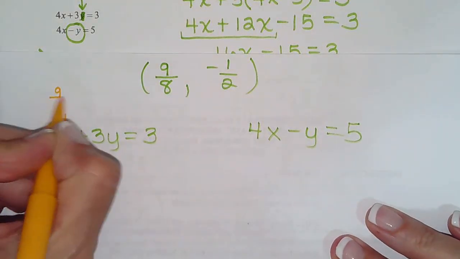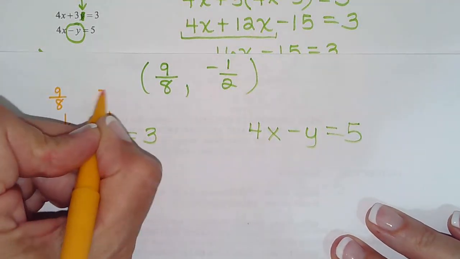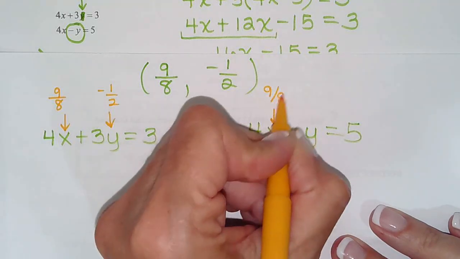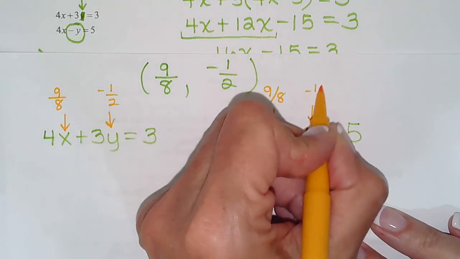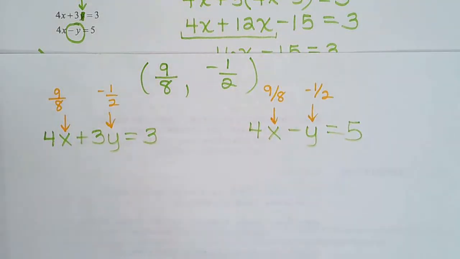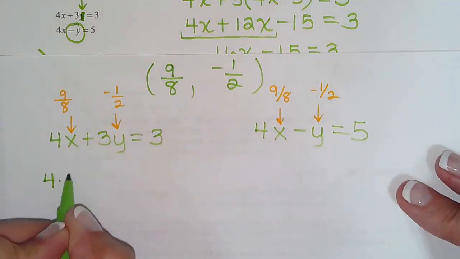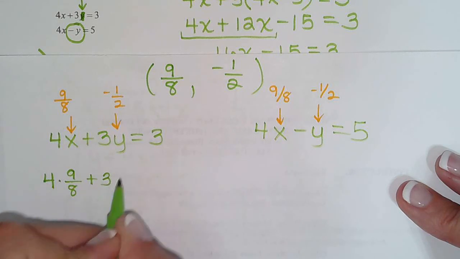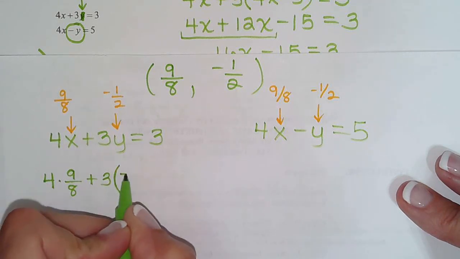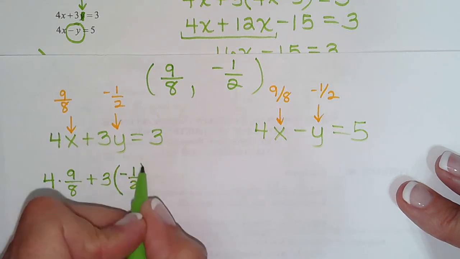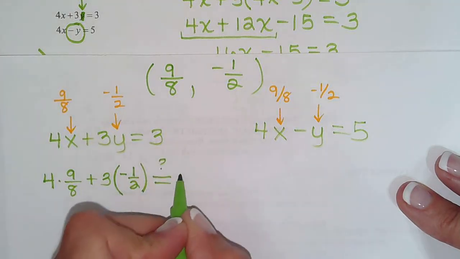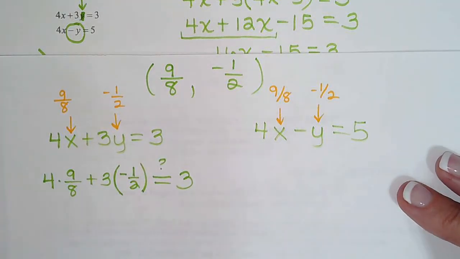So 9/8, -1/2. So we want to know, does 4 times 9/8 plus 3, and remember the rule, when you're inputting a negative, it must be in parentheses. Parentheses -1/2. We want to know, does that give us 3 when we type it in the calculator?